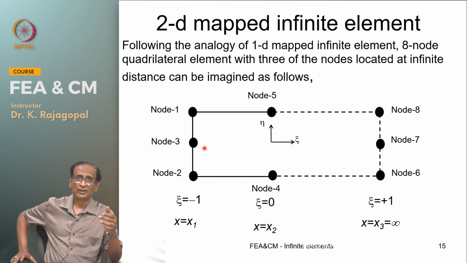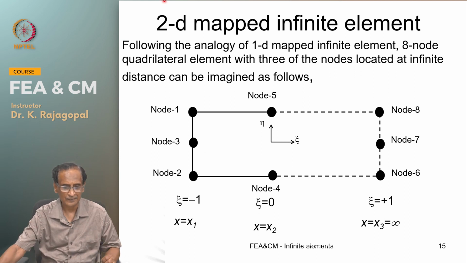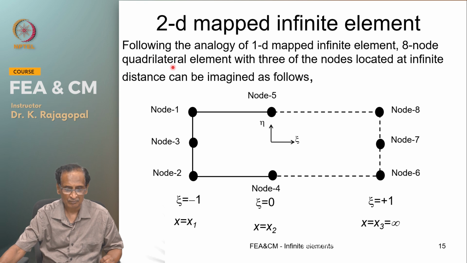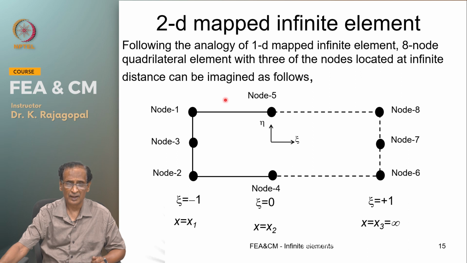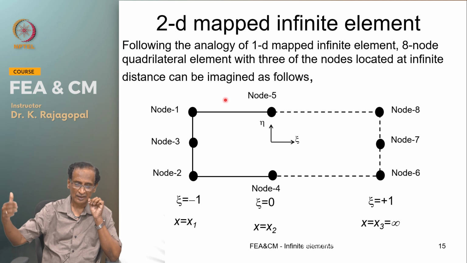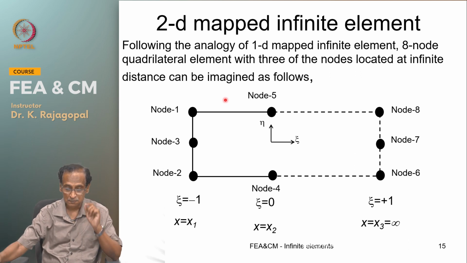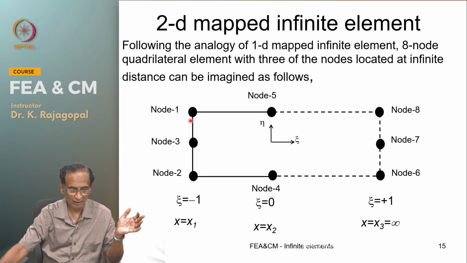Whatever we derived for 1 dimension, we can also extend to 2 dimensions very easily by using our Lagrange method. Let us imagine an 8 node quadrilateral with the 3 nodes 6, 7 and 8 at infinite distance. Let us define an 8 node quadrilateral like this. Node 1 and node 2 are finitely located, and these are the 2 corner nodes, and nodes 3, 4 and 5 are the mid side nodes at different locations.